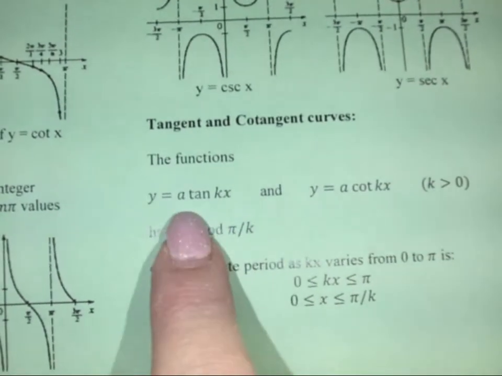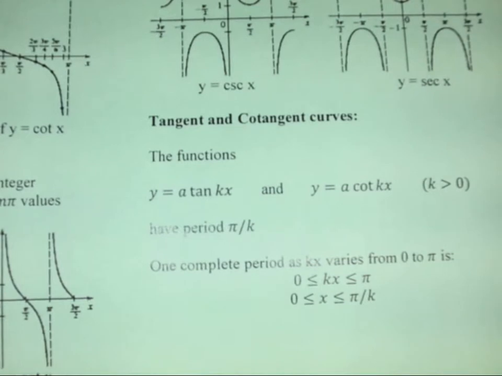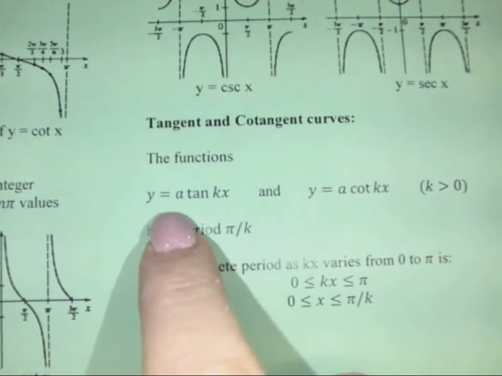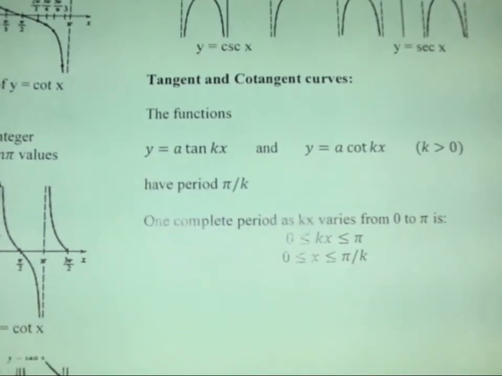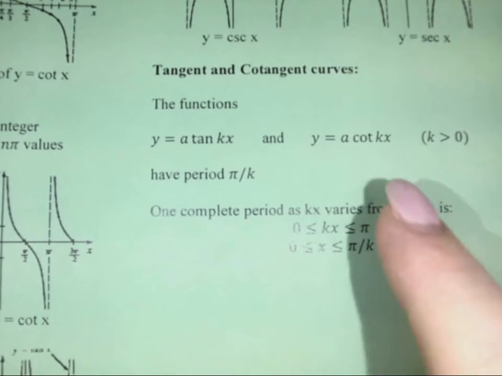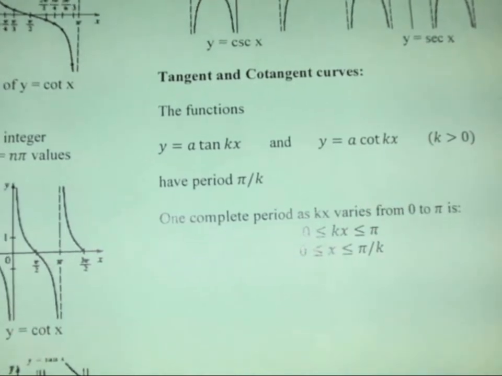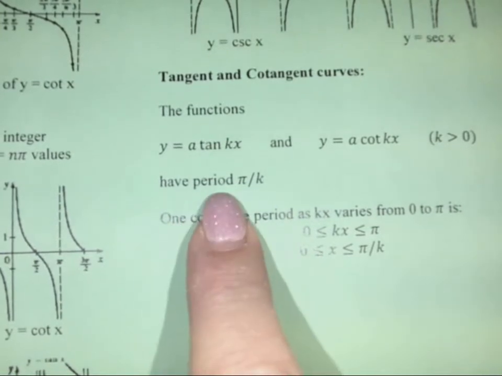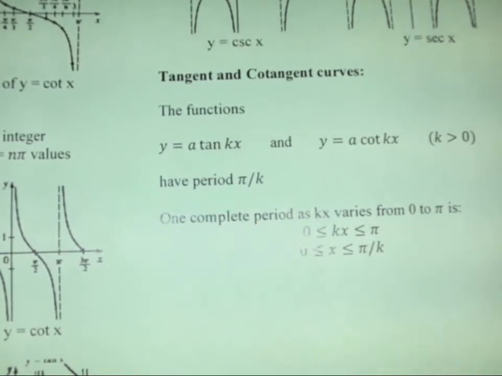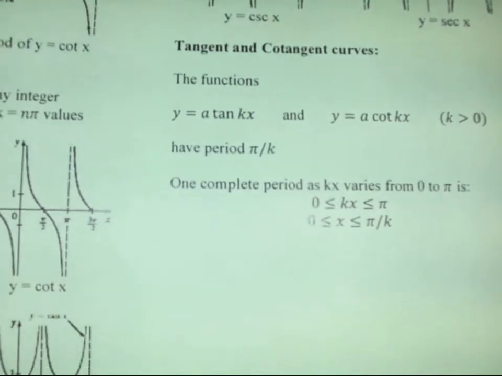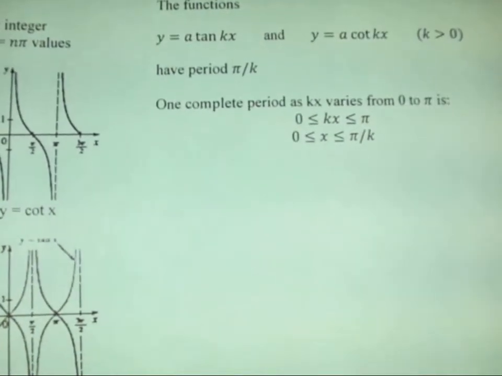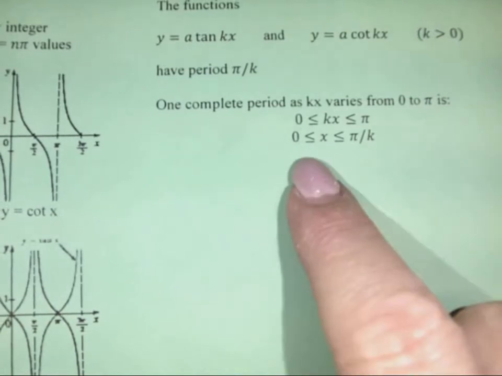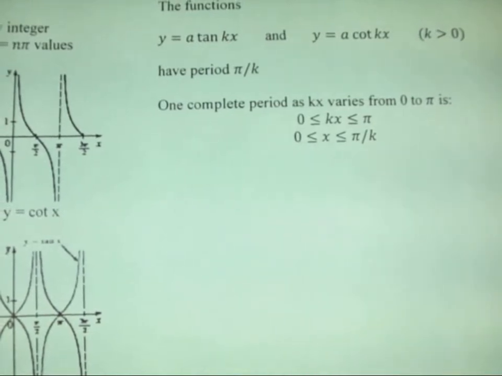We also have similar things here with our amplitude and our period. So y is equal to a times the tangent of kx, and y is equal to a times the cotangent of kx. Of course, k still can't be 0, and it has to be greater than 0. This will have a period of pi over k instead of 2 pi over k, because our period for tangent and cotangent is pi. So your complete periods will be from 0 to pi over k.